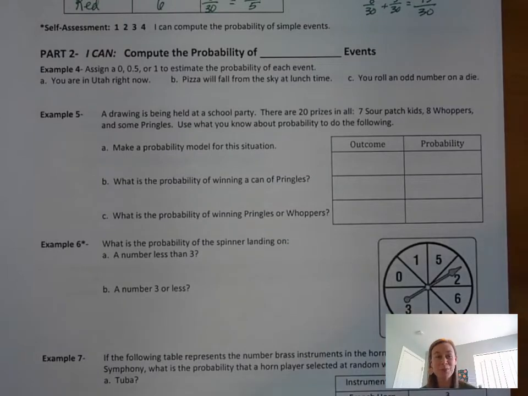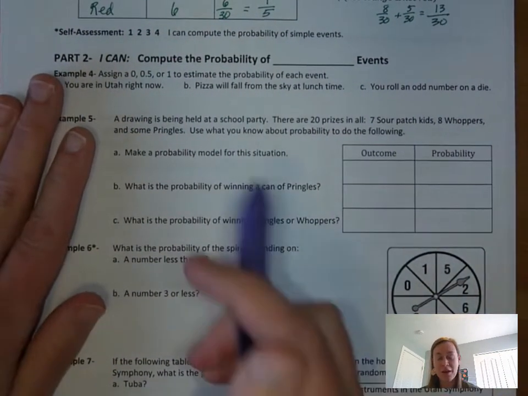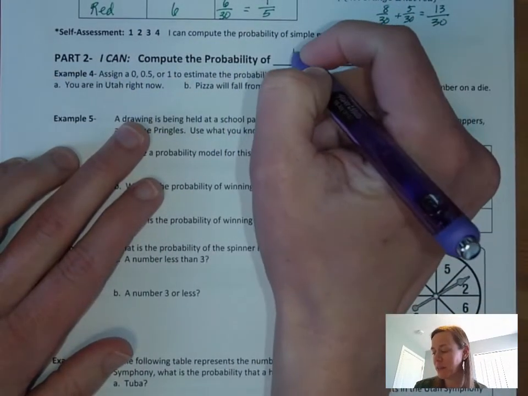We're going to talk some more about probability. So this is where our notes continue. These are the same notes from yesterday if you printed them off. Part 2, the I can statement is the same. I can compute the probability of simple events.